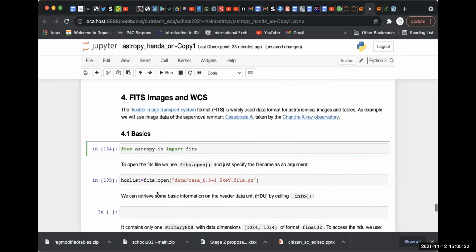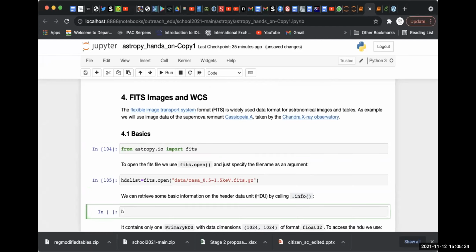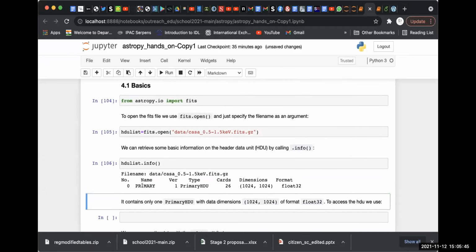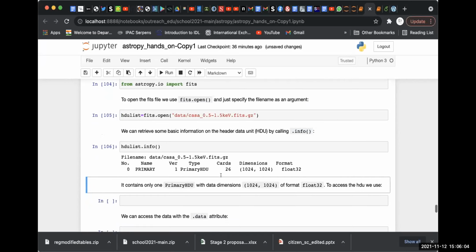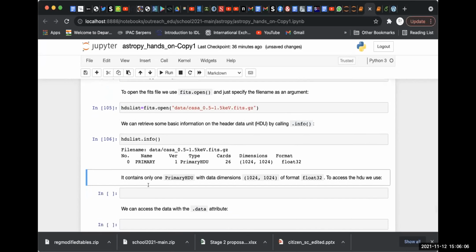Okay, great. Now if I want to know how many images are sitting in this, I can see HDU list info, and this is going to tell me how many of them I have. You can see that it has only one image in it, the primary image, with index number 0, which has a dimension of 1024 by 1024 pixels, where each data value for each position is a 32-bit float. This is the kind of data there is, and you can see the file name.